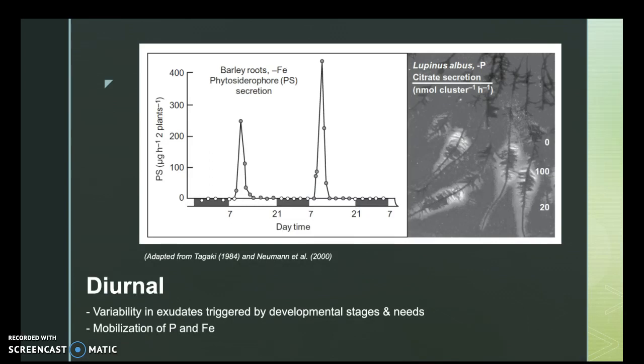The figure here from Tagaki and Newman demonstrates how at different periods of the day, barley roots secrete a chelating compound in order to increase iron acquisition. Similar behavior has been documented in other species under phosphorus limitation as well. It has been thought that such mobilization efforts are influenced by certain developmental stages.